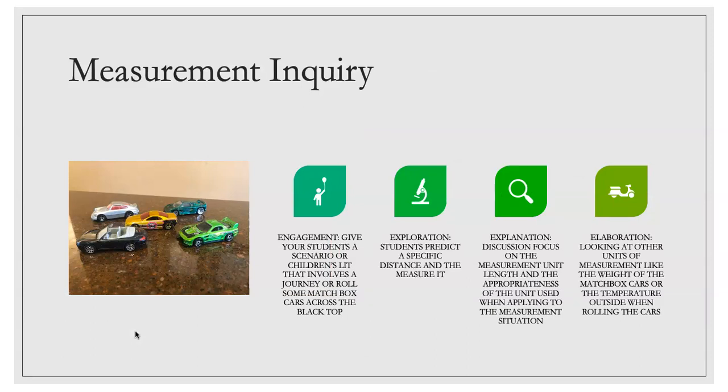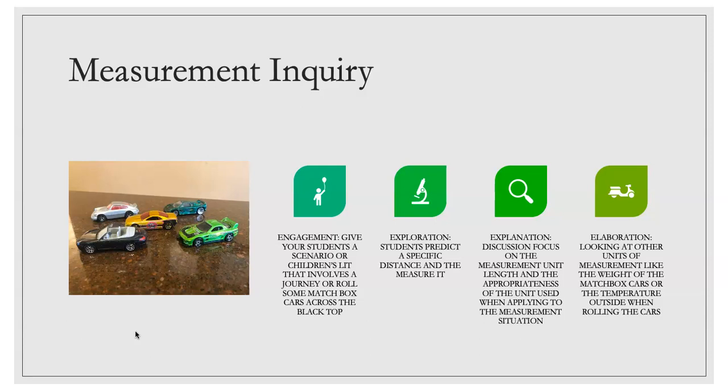So how do you do measurement inquiry? And I love measurement because you can incorporate it into social studies plans and math lesson plans. So in the engagement of your lesson plan, you could give your students a scenario or a children's lit that involves a journey. And then you could have them try to measure that journey. Or you could do something even more simple and you could give your students some matchbox cars and go out on the blacktop of your playground. Then the students are going to predict during their exploration a specific distance, and then they will measure it.